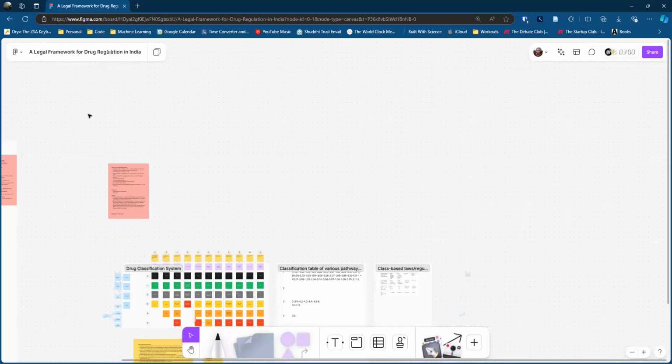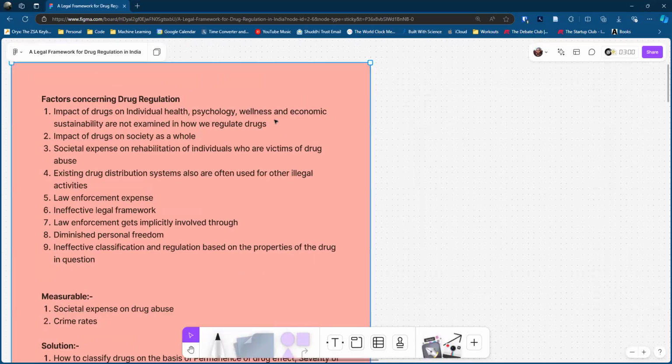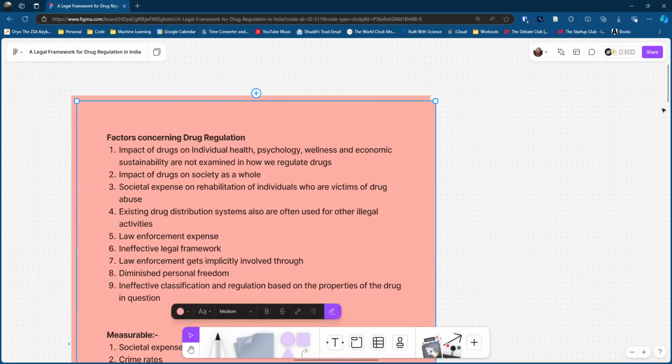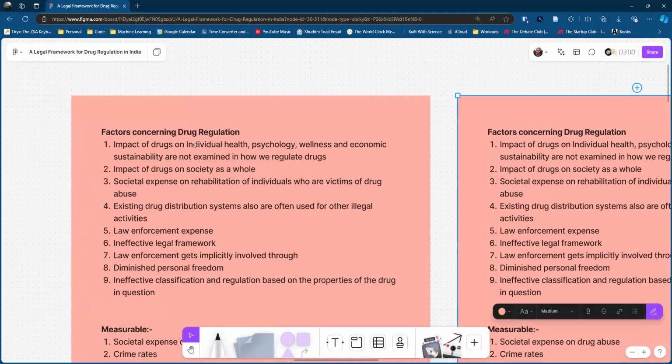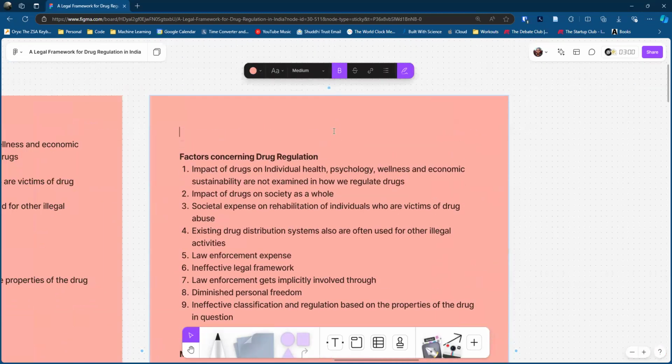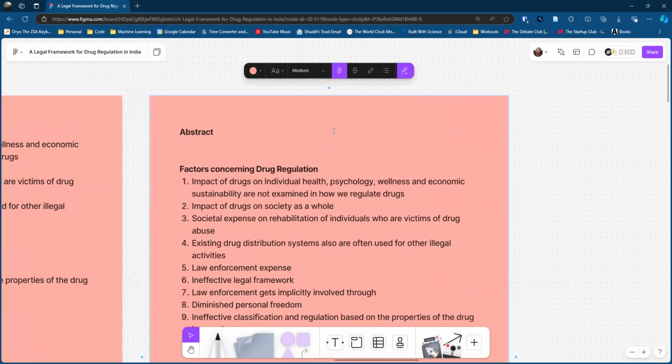So, factors concerning drug regulation. It's basically going to be a summary of what we have done here. So when somebody first comes into this document, they'll see, let's just add in a summary, or an abstract. Okay, that's a better word.